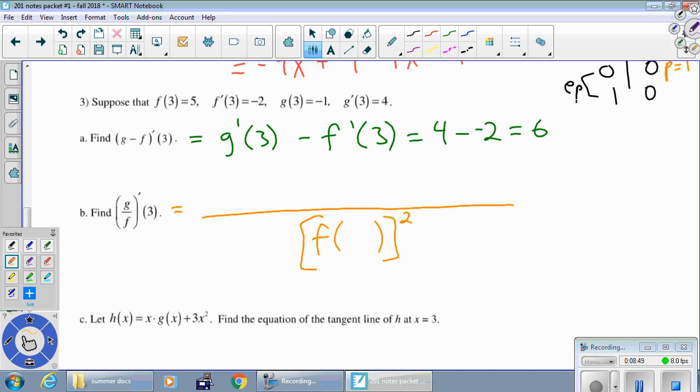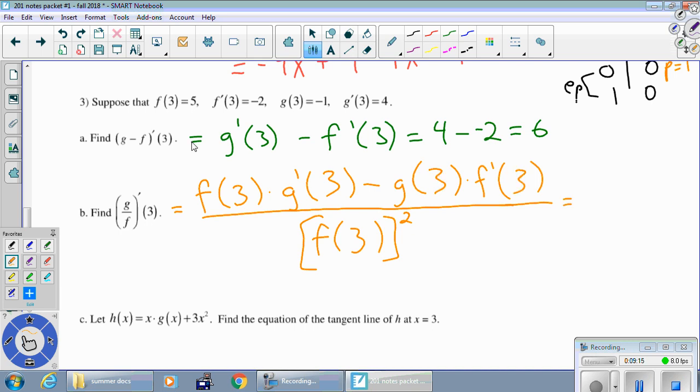that you don't just memorize the letters, but you've got to understand this rule in English. So it is the bottom thing squared. And then in English, upstairs, we're going to put the bottom times the derivative of the top minus the top, oops, top is g now, times the derivative of the bottom. And in each of these parentheses, we're putting the number 3. We're applying the quotient rule at x equals 3. And now it's just a matter of doing some careful arithmetic. So f of 3 is 5 times 4 minus -1 times -2 divided by 5 squared.